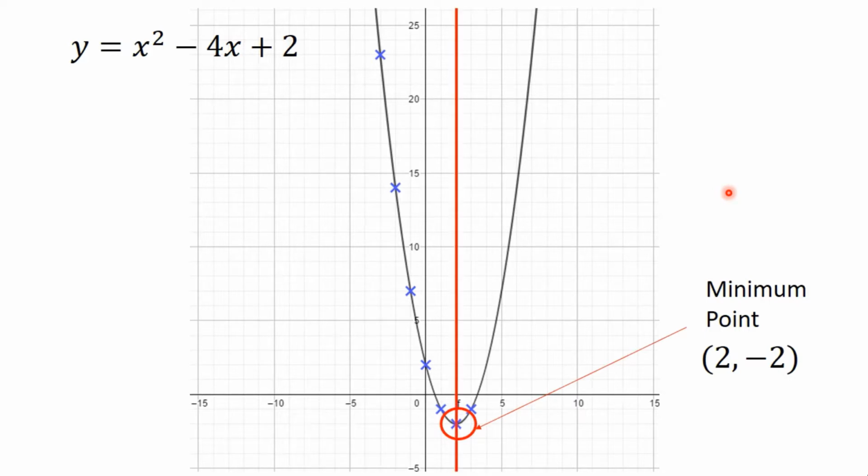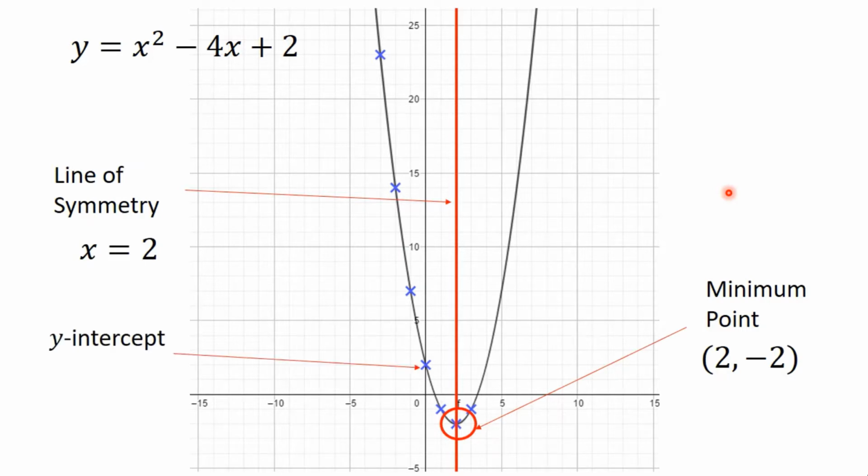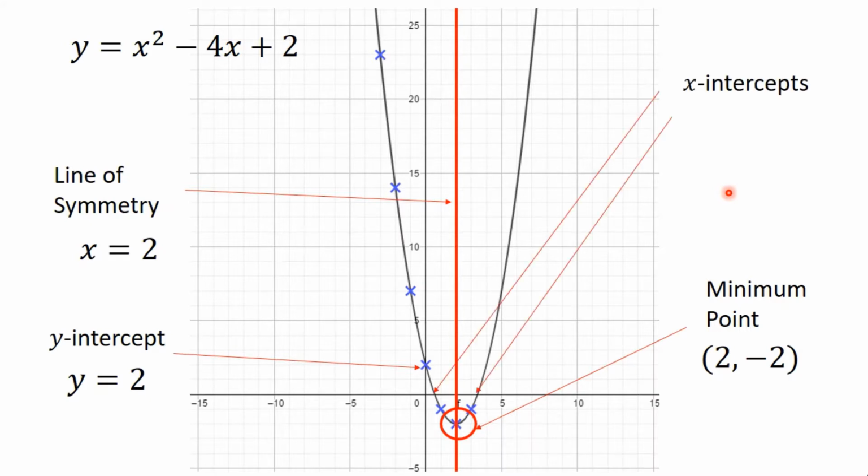We can still find the line of symmetry, which in this case is x equals 2. We can still find the y-intercept, which in this case is 2. But oh, here's what's interesting. We appear to have two x-intercepts. It has crossed the x-axis twice. And we can't actually work out exactly what these are.